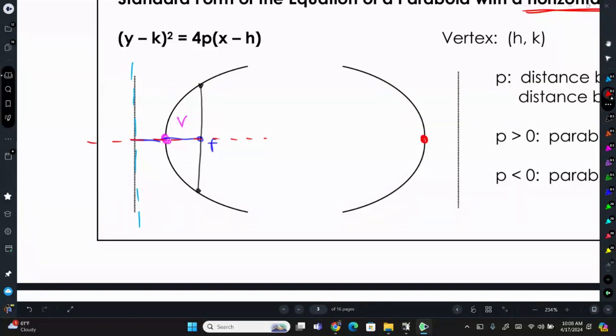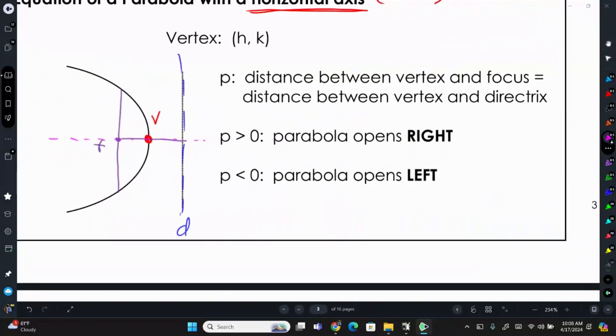Right? And then going the other direction, there's our vertex. And then again, this distance and this distance to where the focus would be are the same. And our latus rectum is connecting 2 points in the parabola through the focus. This is our directrix. And our axis, again, is horizontal, perpendicular to the directrix.